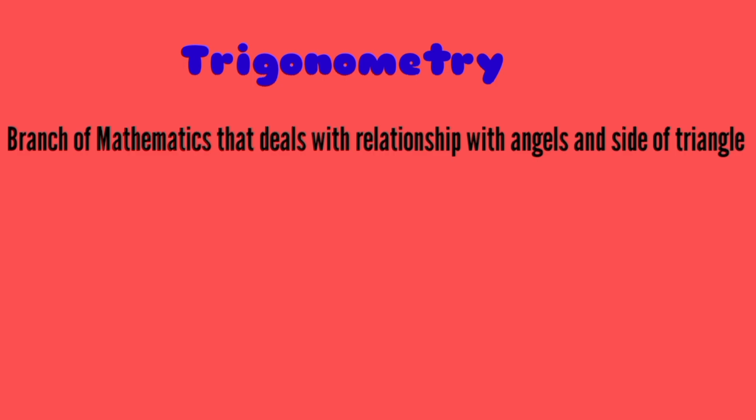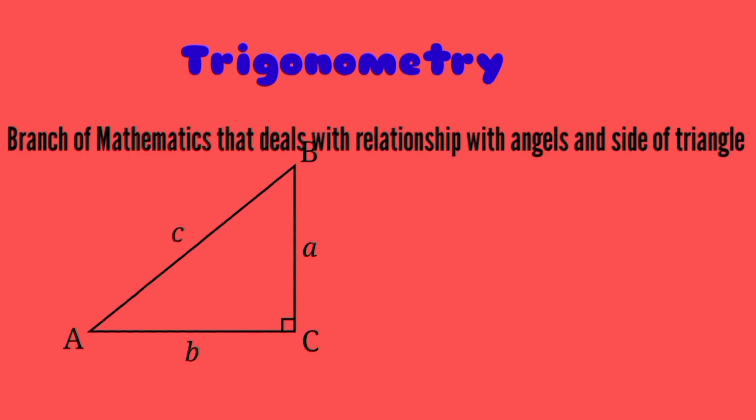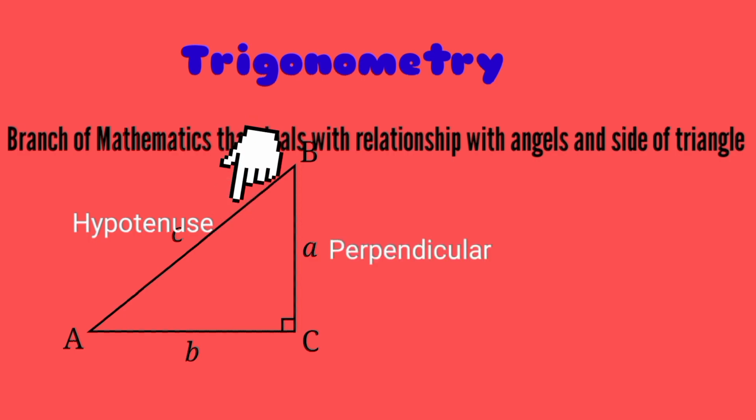Trigonometry is a branch of mathematics that deals with the relationship of angles and the sides of triangles. Here we discuss the relationship of triangles with different sides and their angles. Let's see, here we have a triangle whose different sides are A, B and C. Here C is the hypotenuse, B is the perpendicular, and A is the base of the triangle.